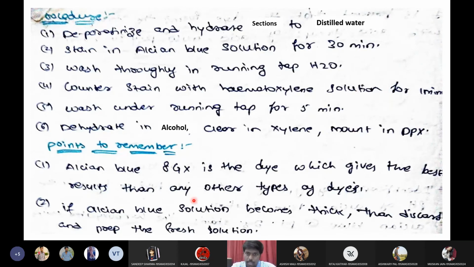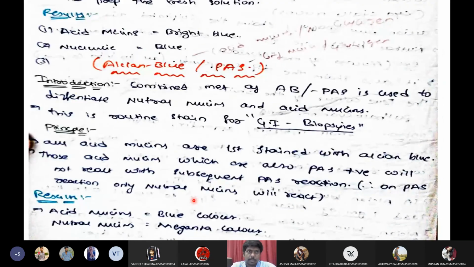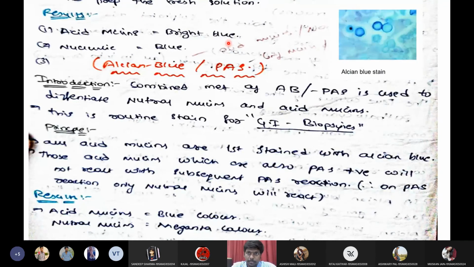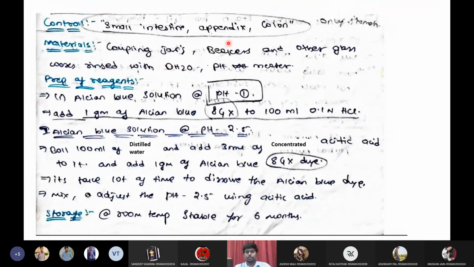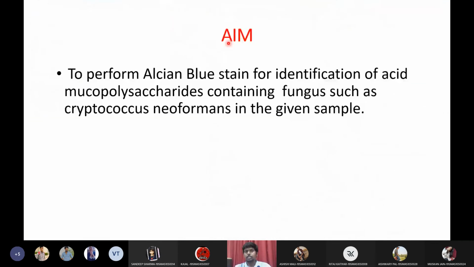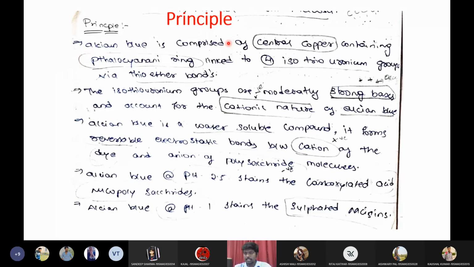In the microscope, what you will see with Alcian blue stain is that acid mucins will be in bright blue color. Presence of bright blue color indicates presence of acid mucopolysaccharides. That's it. So this is the result. So it is a very simple test. I'm telling again, Alcian blue stain is used for staining acid mucopolysaccharides, or mucopolysaccharides in the fungal cell wall. That can be done by using this Alcian blue stain.